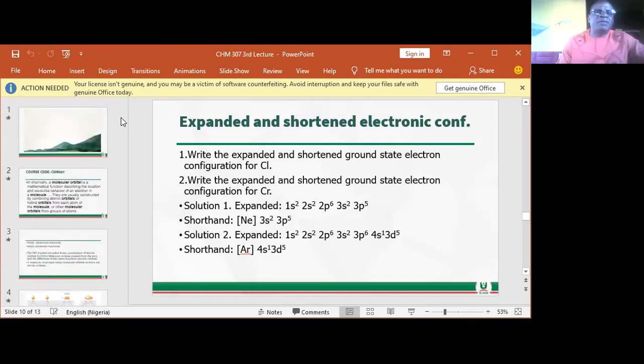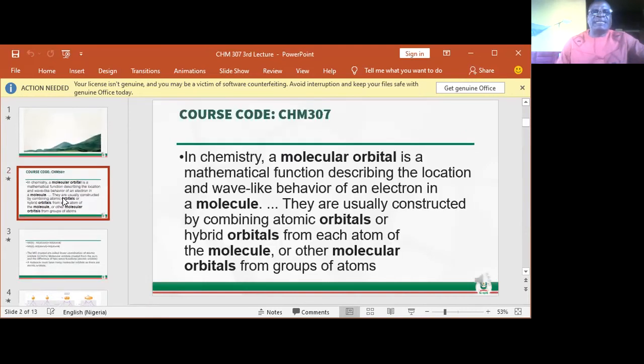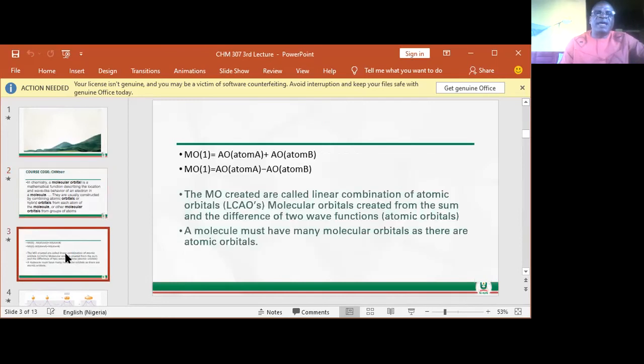Once more, if I try to take us back to what we have looked at in this class, we defined a molecular orbital as a mathematical function that describes the location or wave-like behavior of an electron in a molecule, or the probability of finding an electron in a molecule. They are usually constructed by combining atomic orbitals or hybrid orbitals to give you a molecular orbital. So if you have two hydrogen atomic orbitals coming together, they will give you a molecular orbital.